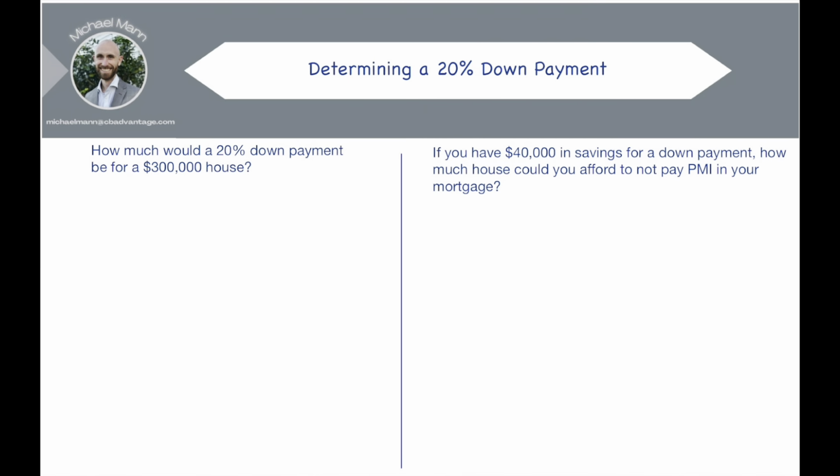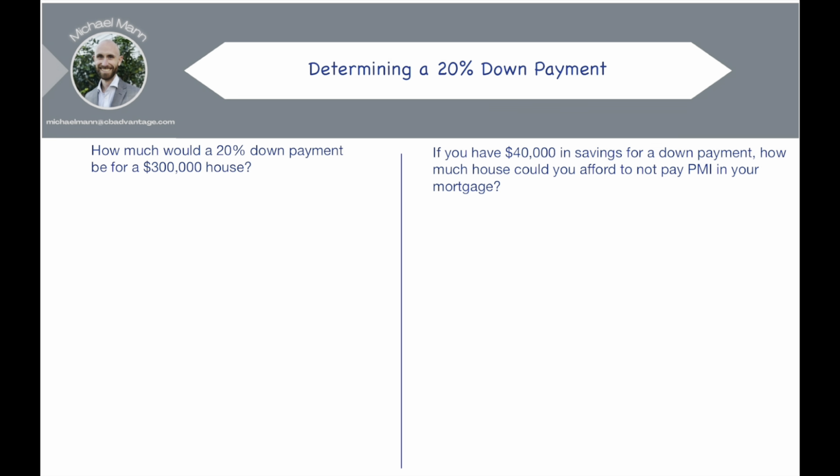In this week's episode, we're going to look at how you can calculate a 20% down payment for a house. 20% is the magic number because that is the amount of equity you need to have in a home in order to not have to pay private mortgage insurance, or PMI for short. So for the two examples we're looking at today, we're going to be focused around that 20% number.